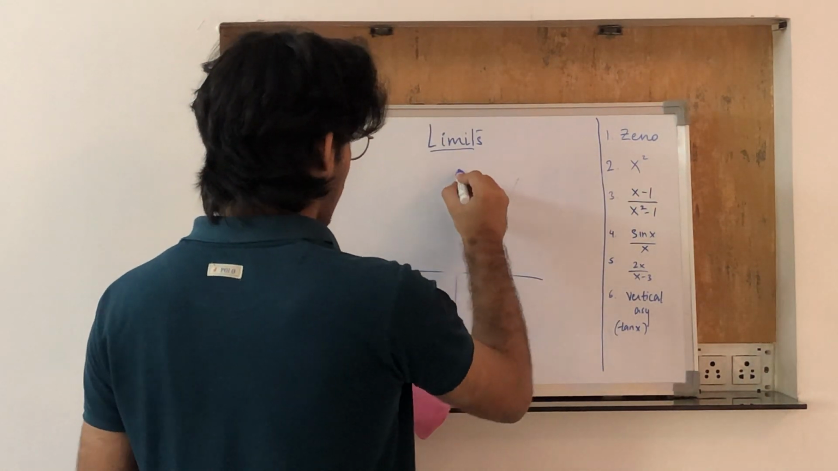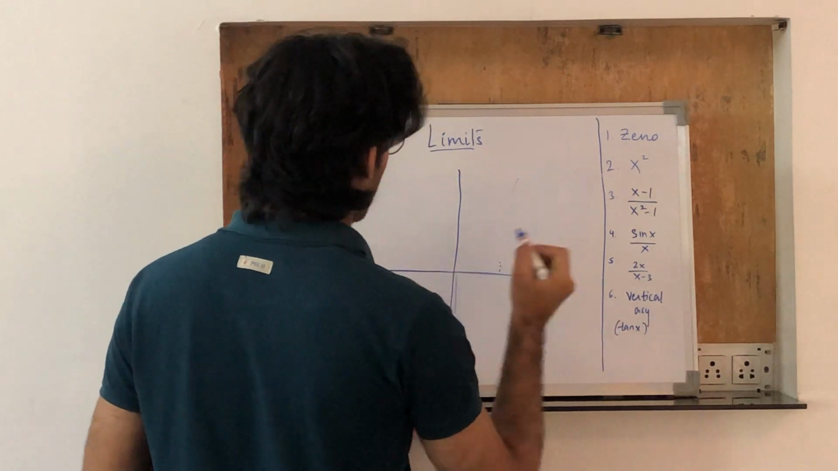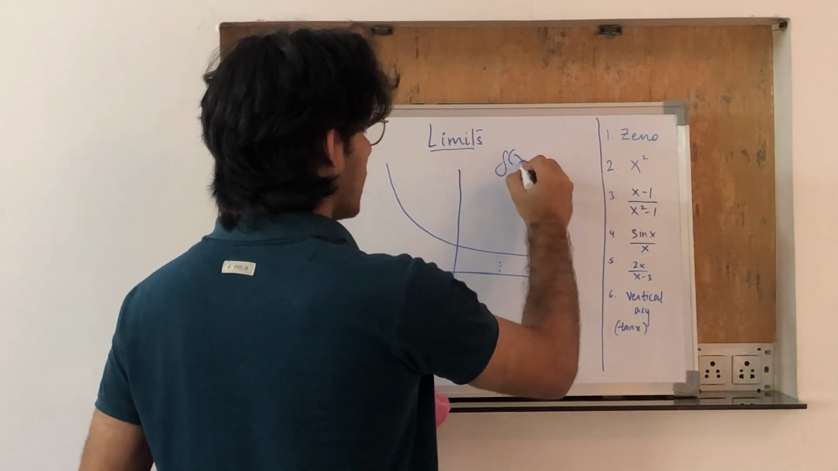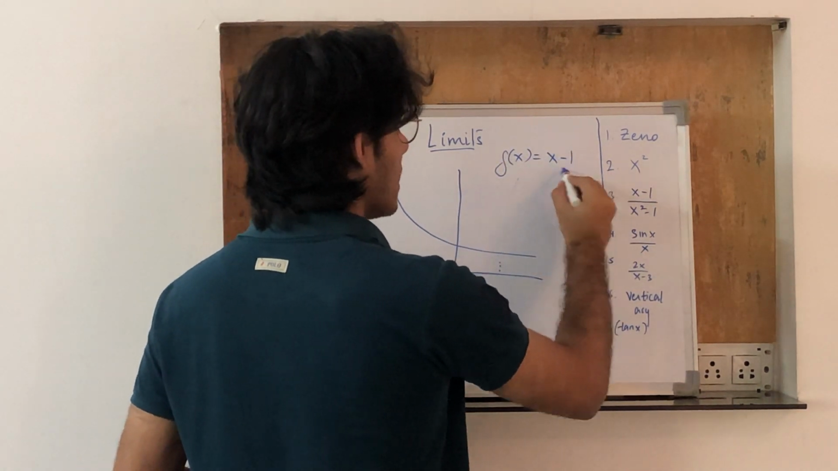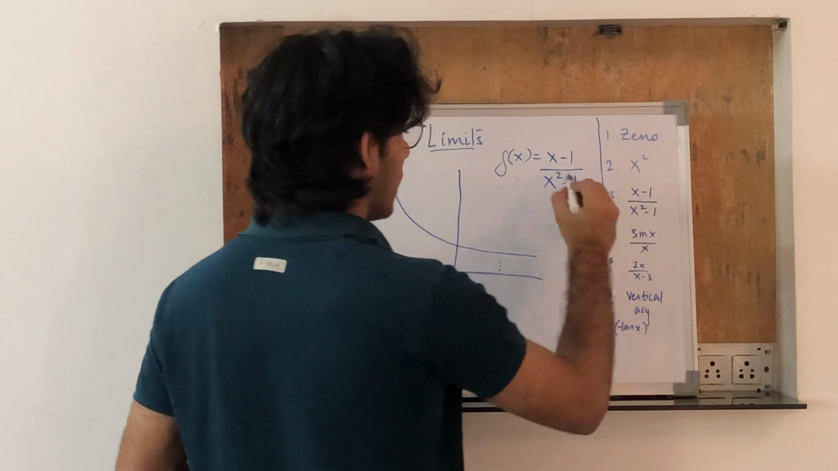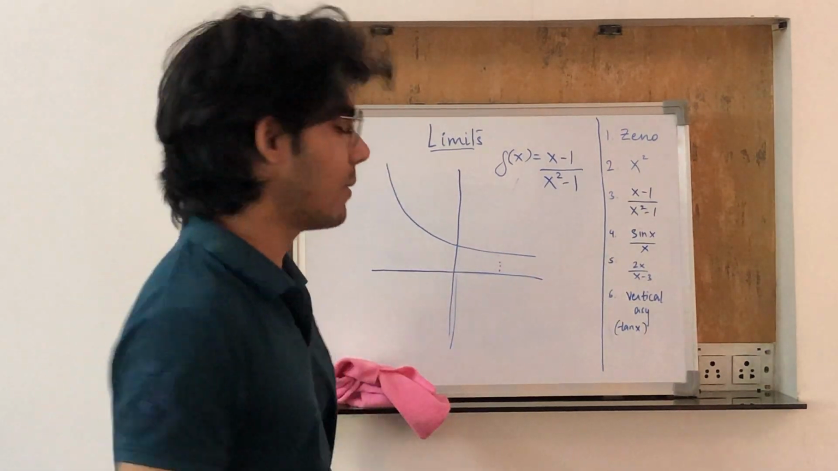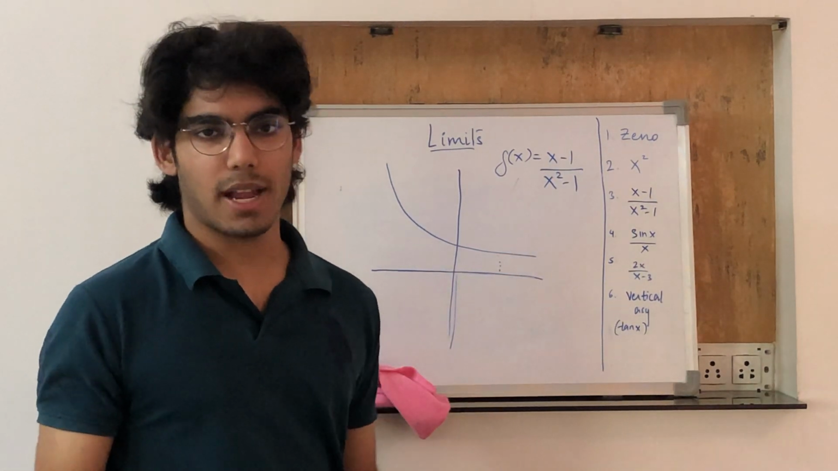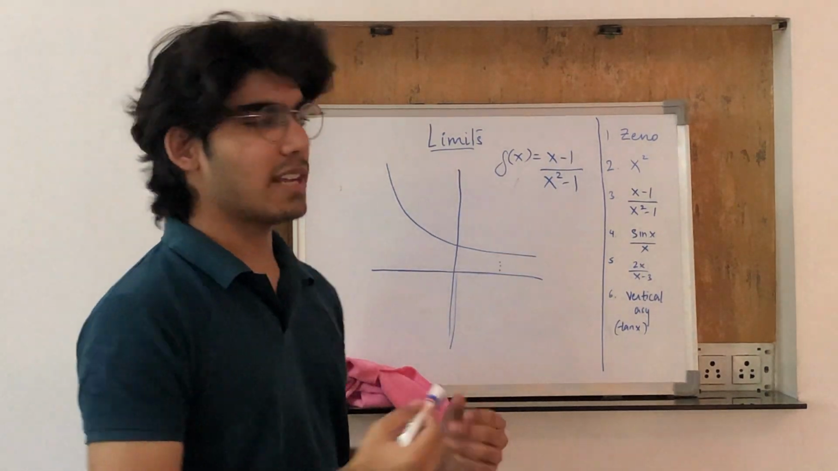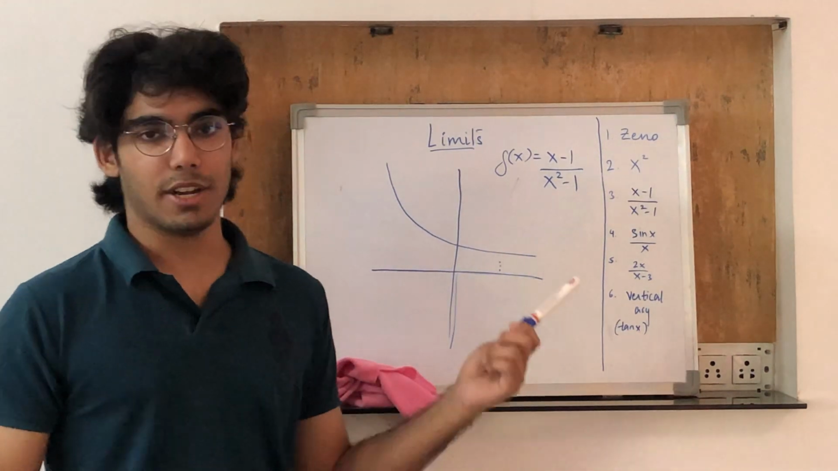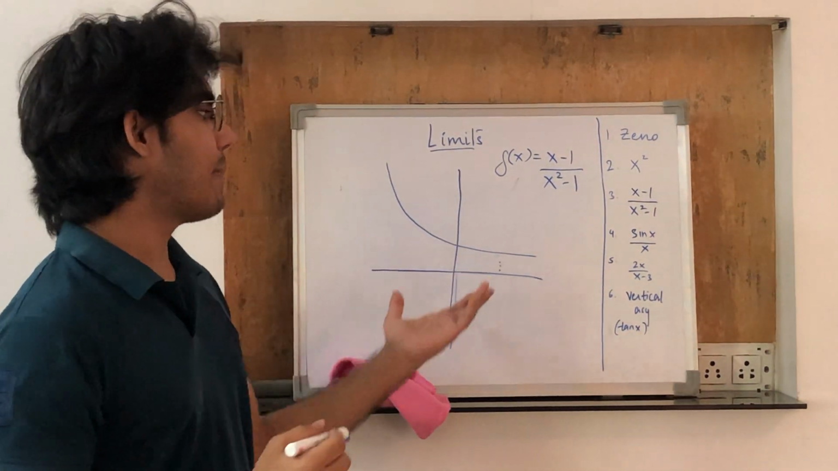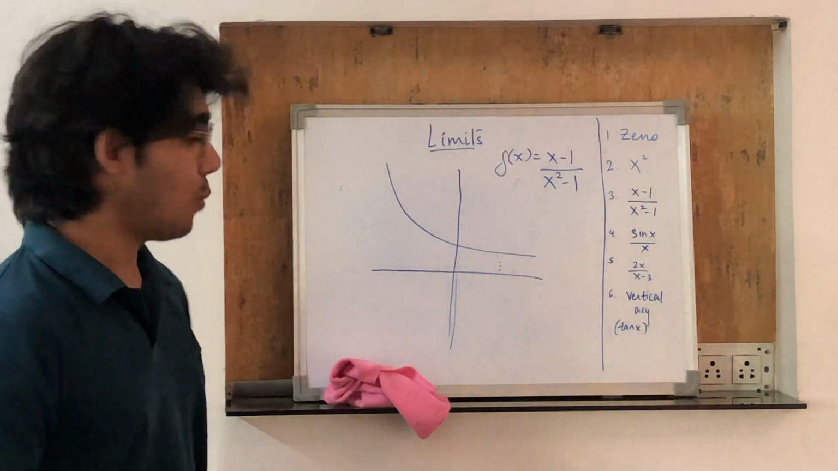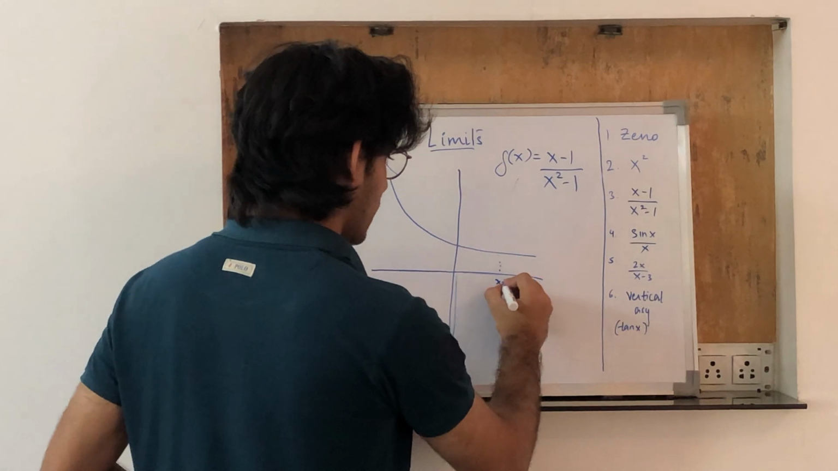Let's say I have this graph here, and I have this function, f(x) is equal to (x minus 1) divided by (x squared minus 1). Now, I'm assuming we all know that at x equal to 1, this function is going to be 0 over 0, which is undefined, indeterminate. So we can't just plug in the value for f of 1 here. What is the value that this function is going to approach when x tends to 1? So let's just do this.